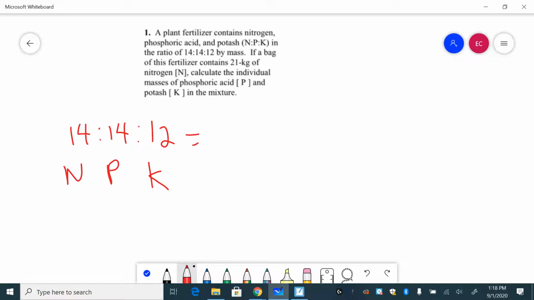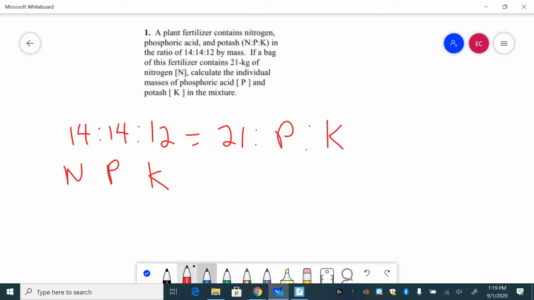I have to make sure I put the 21 in the right spot. It goes with nitrogen. Nitrogen was the first spot. So I'm going to put 21 here. That means I'm solving for the other two. So for phosphoric acid, I'm going to put P, I don't know. And for potash, K, I don't know. So this is just a comparative question.